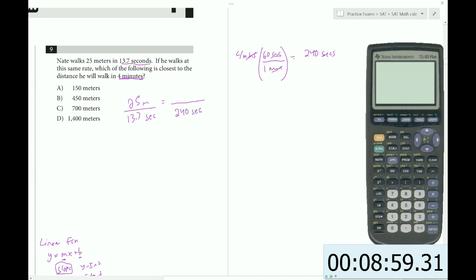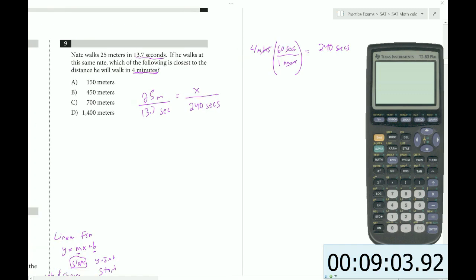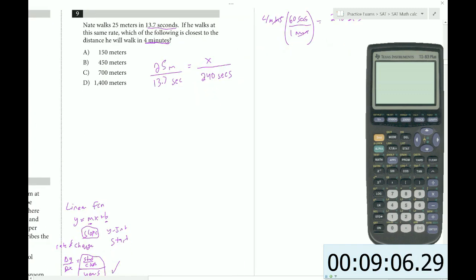We'll put that down the bottom where the seconds go, and x will be how many meters that he could do. So at this point we can cross multiply, or we can just move this 240 diagonally across the equal sign, right? That's the better way. So then we just have to multiply. So let's use the calculator here. So we have 240 times 25, okay? And then we have to divide that by 13.7. Right? We get 437. So it's approximately 450 meters. Choice B.